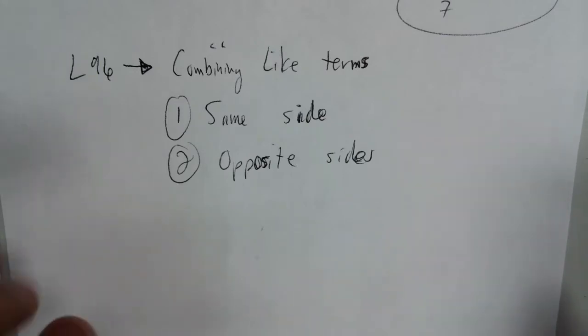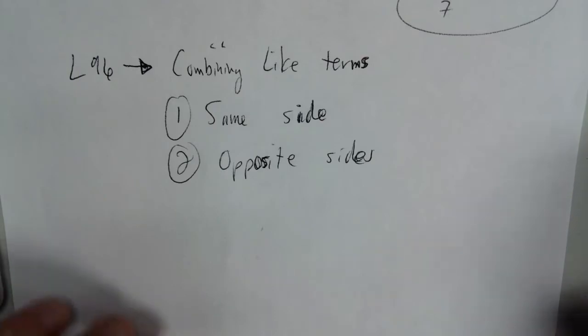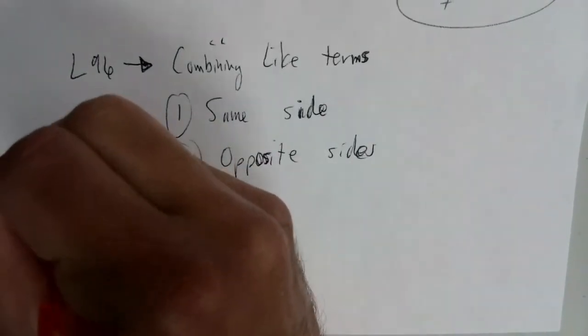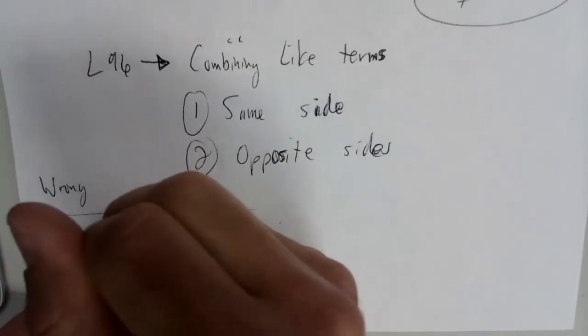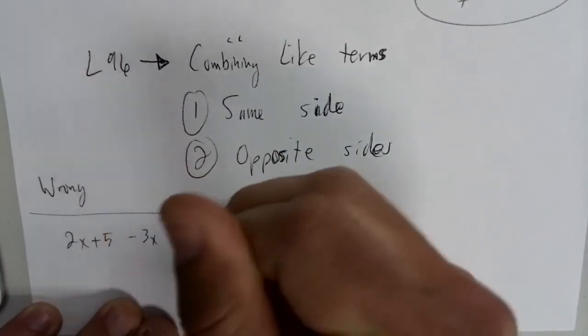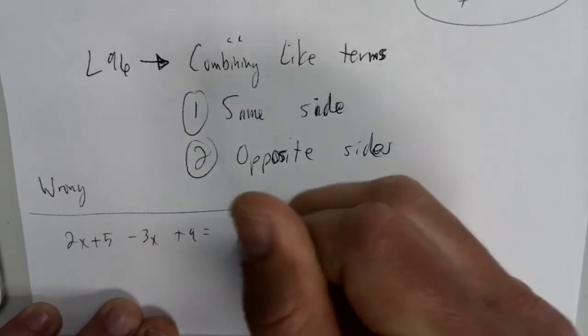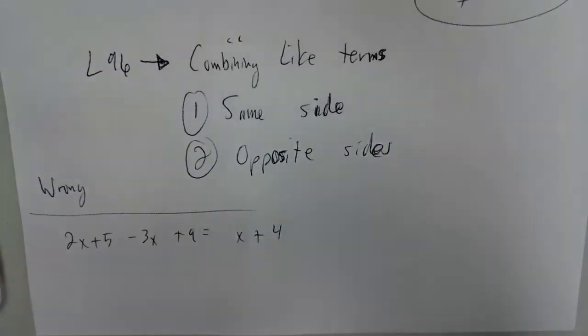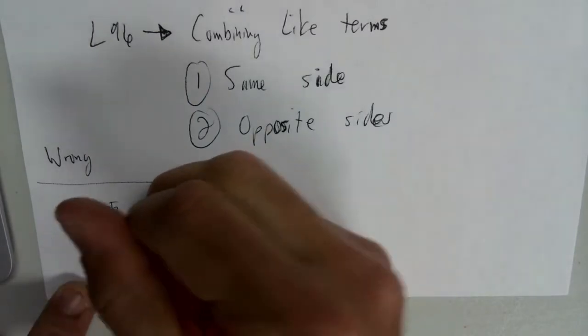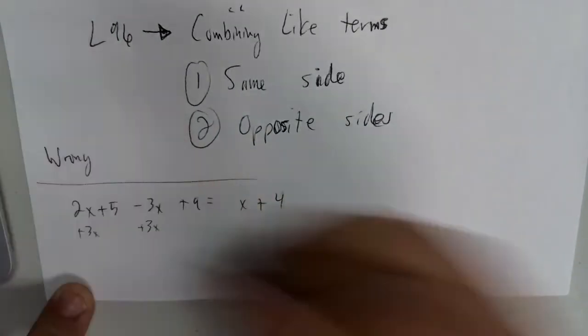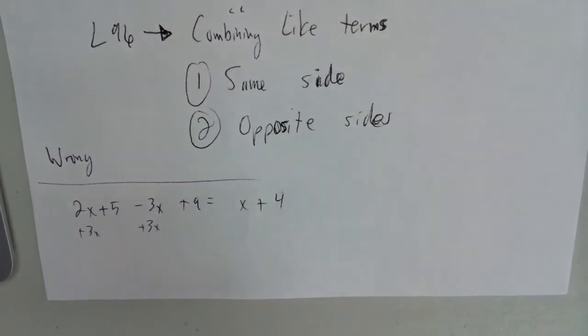So we go ahead and preface. Don't write this next part down. Okay. Just watch. Here's what I mean by the wrong approach. So what they'll do is they'll look over here and they'll think, oh, to combine these, I got to do plus 3x and plus 3x. Now, what's wrong about that?